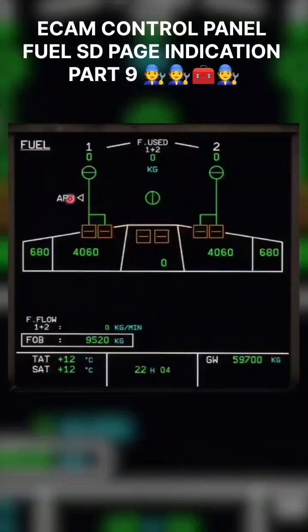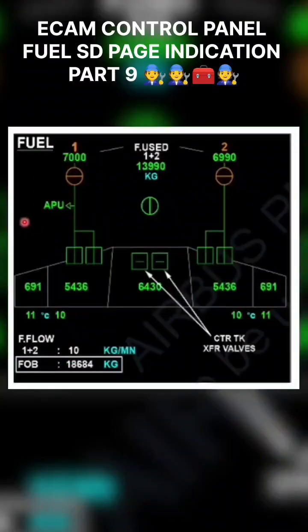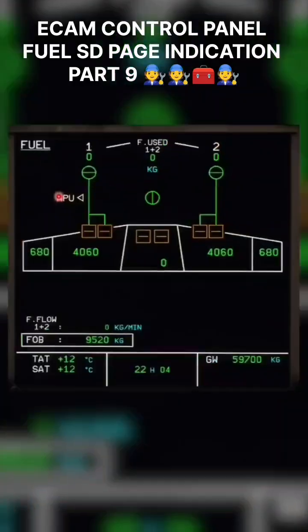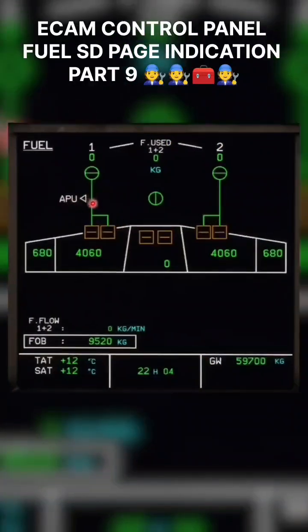If APU is in white and the triangle is in green, the APU valve is open. And APU in amber color will come if the APU valve is closed and the APU fire push button is out while the APU master switch is on. And if APU and the triangle are in white color here, that means the APU valve is in closed condition.